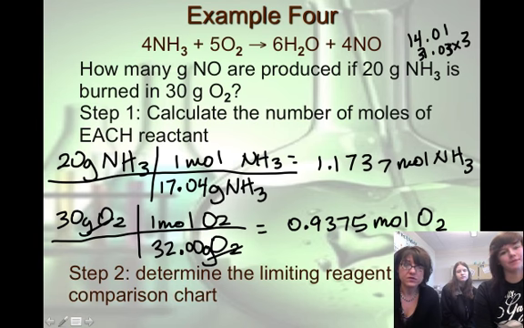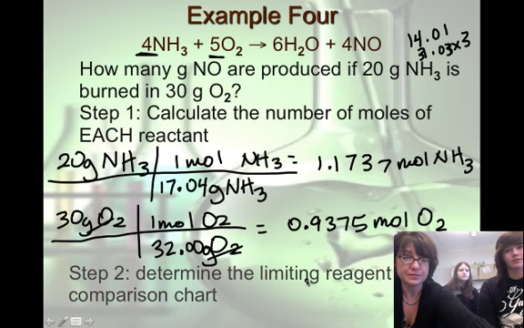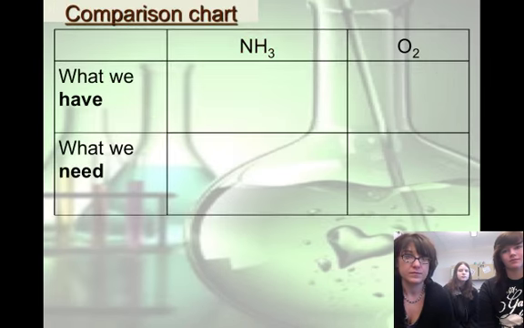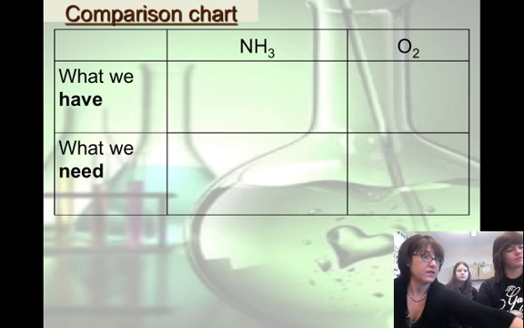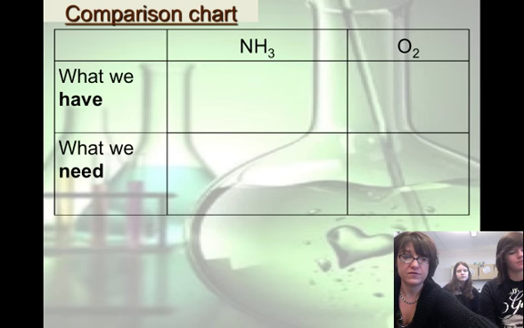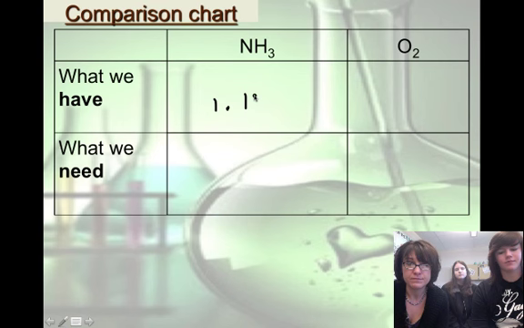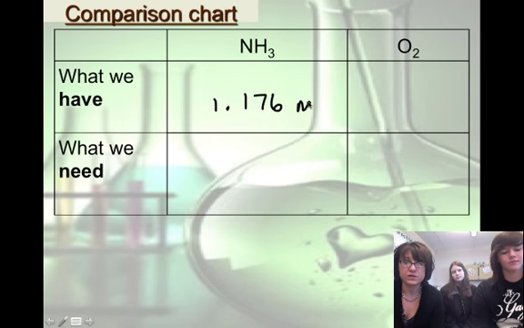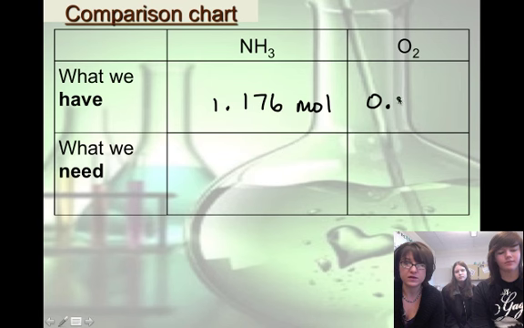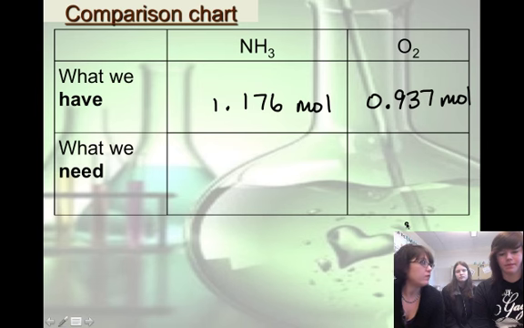So now we know how many moles, but I still can't tell, based on these ratios, which one runs out first yet. These aren't pretty numbers to deal with. So we're going to use a comparison chart in our next step. Let's look and see how much ammonia we have from our calculations. That was 1.176 moles of ammonia, and for oxygen we had 0.937-ish moles.